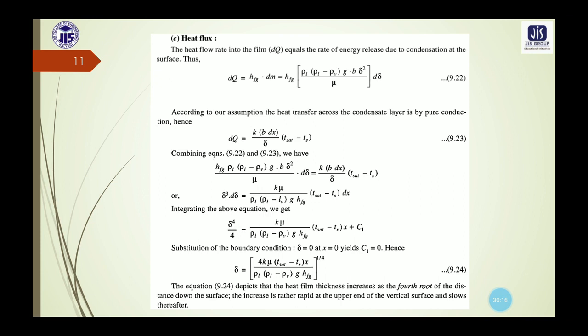So what we get here is that the film thickness increases as the fourth root of the distance down the surface. The increase is rather rapid at the upper end of the vertical surface and slows thereafter. So this is equation number 9.24 that we have found using the boundary condition, and it is the representation of the film thickness, that is delta.